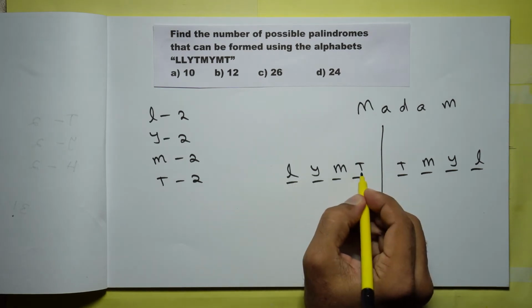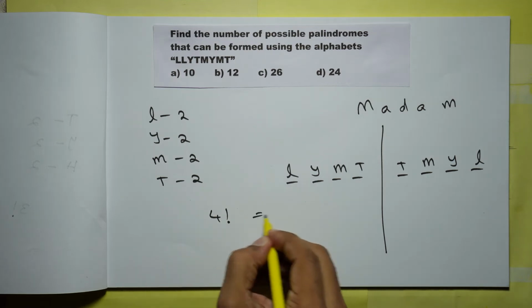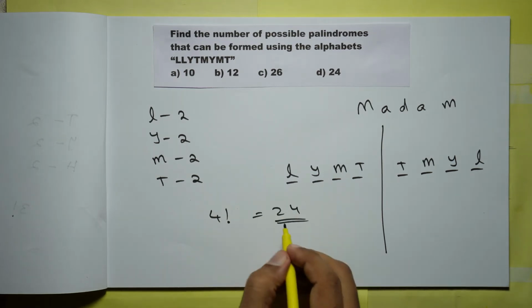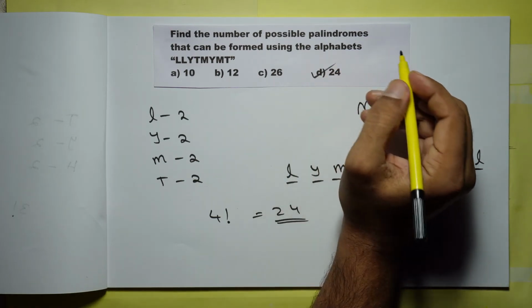So 4 alphabets are there. They can be interchanged among themselves in 4 factorial ways. So 4 factorial is 24. So altogether 24 palindromes are possible. Option D.